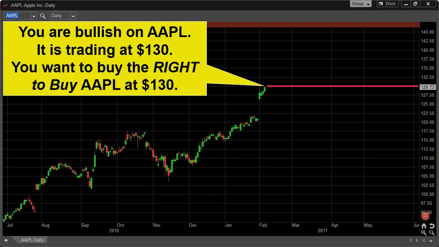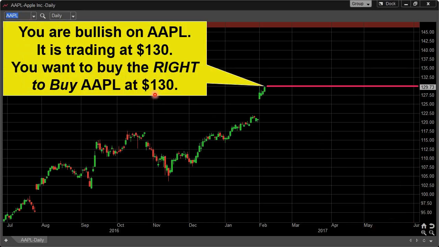So again, we've got Apple. It's trading at 130. But this time you want to buy the right to buy Apple. Like, you don't want to go out there and buy Apple. Right? Maybe you don't have $13,000. Maybe you don't want to spend $13,000, but you're still bullish on Apple. So what you want to do is buy the right to buy it, so that in the future, if you wanted to buy it, you could.